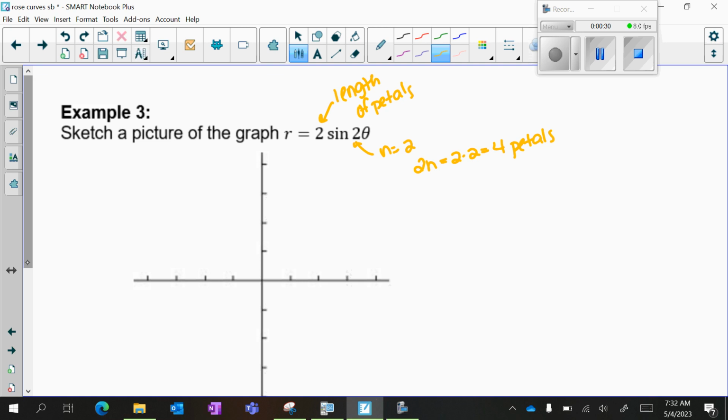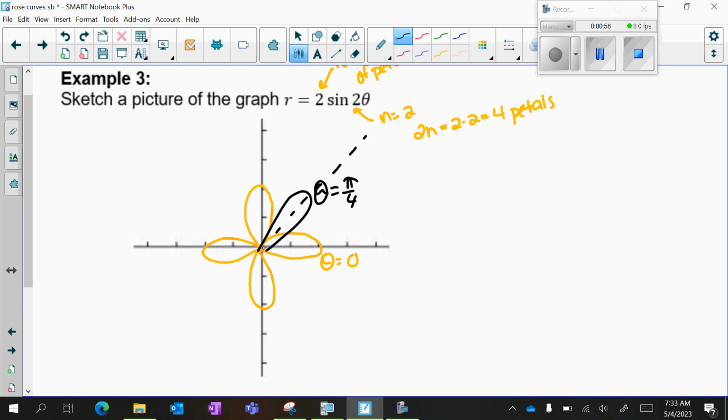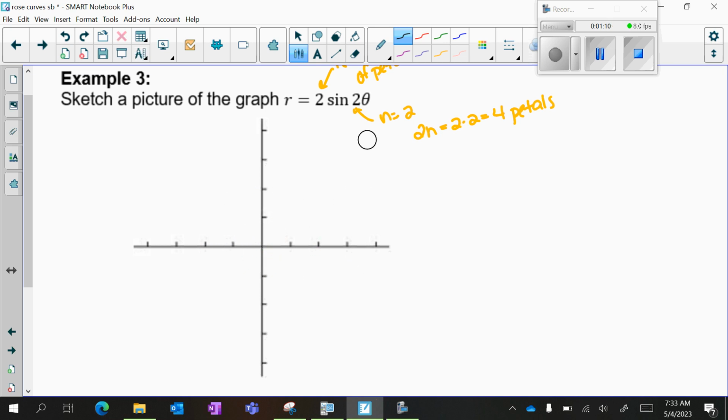So sometimes this can be a little hard to visualize. So it's either going to look like this, or it's going to be on the axes. So to figure out, either theta equals 0 is going to work, or that other one that I had drawn here would be theta equals pi over 4. That would be that line there. So one of them, when I substitute in for theta, is going to give me 2, because the length of my petal is 2. So I'm going to do that right now on the side so we can figure it out.